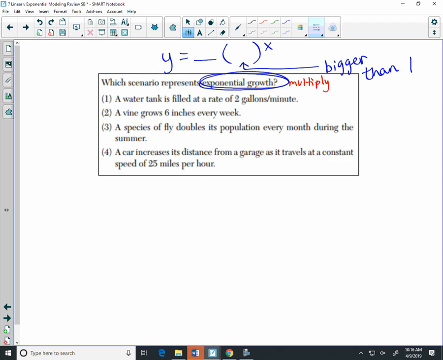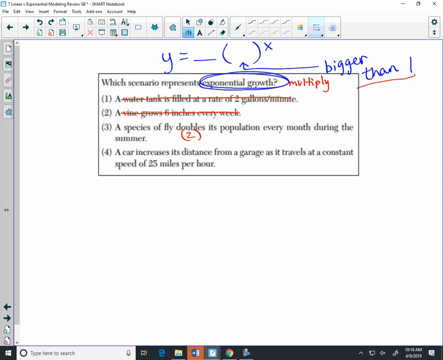Let's start to look at our examples here. A water tank is filled at a rate of 2 gallons per minute. So adding 2 gallons a minute makes me think of a slope or linear. I'm going to cross off that option. A vine grows 6 inches every single week. Again, that's the same idea. We're adding 6 every week. That's linear. A species of flies doubles. Ooh, doubles makes me think of multiplying by 2. And 2 is bigger than 1. So I'm feeling pretty good about number 3.